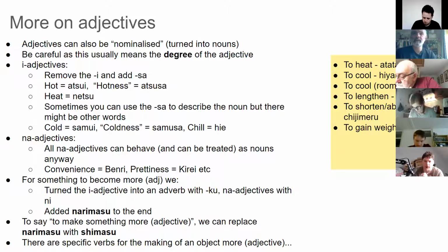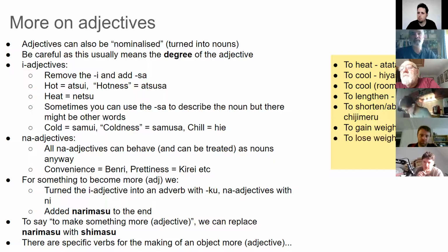Again, for to gain weight, we wouldn't usually say omoku naru to say last month I got heavier. We wouldn't usually say sengetsu omoku narimashita. You usually say I got fatter. So this is a specific verb which is futoru. And the same for losing weight, we wouldn't say hosoku narimashita. This sounds like somebody has squeezed you into a tube. But to say I lost weight, I became thinner, you would say yaseru.